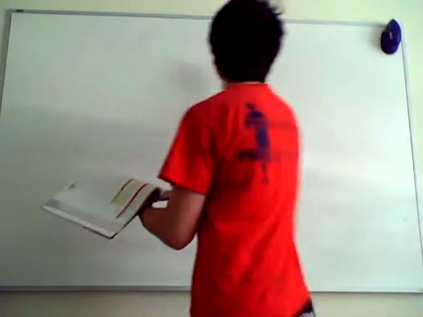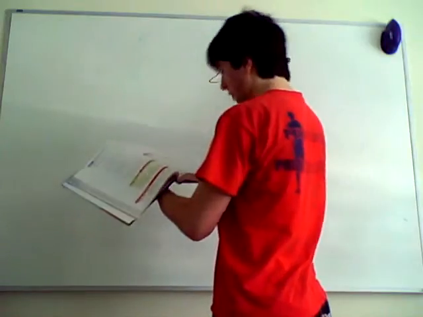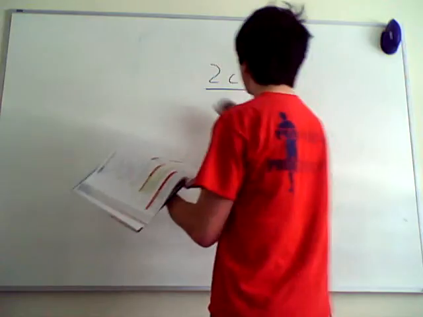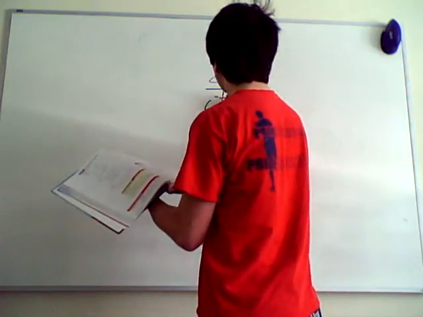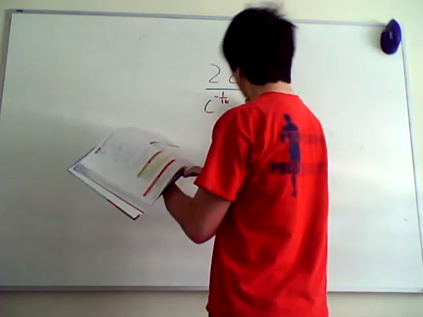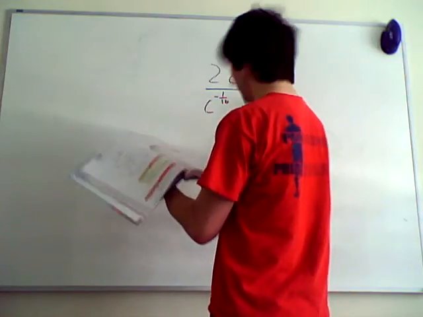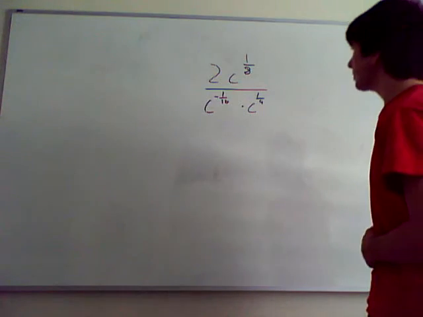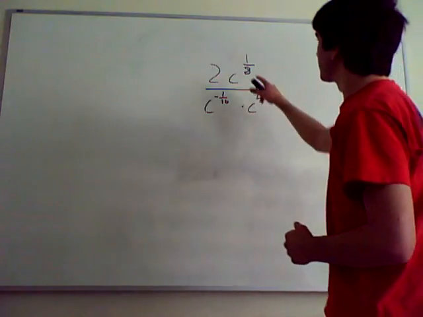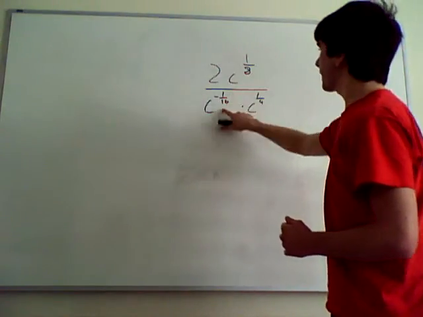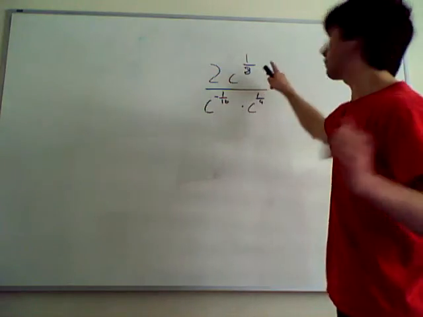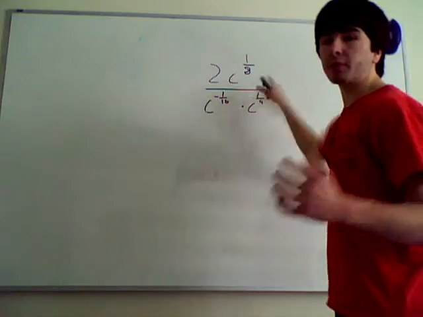There you go. This is nice and hard. 2c to the power 1 over 8 divided by c to the negative 1 over 16 times c to the power 1 over 4. Okay? So this is talking about everything you have learned. First up, negative exponents. Negative exponent, you just move it up top. I taught you from top to bottom, but if it's on the bottom already, you move it back up.